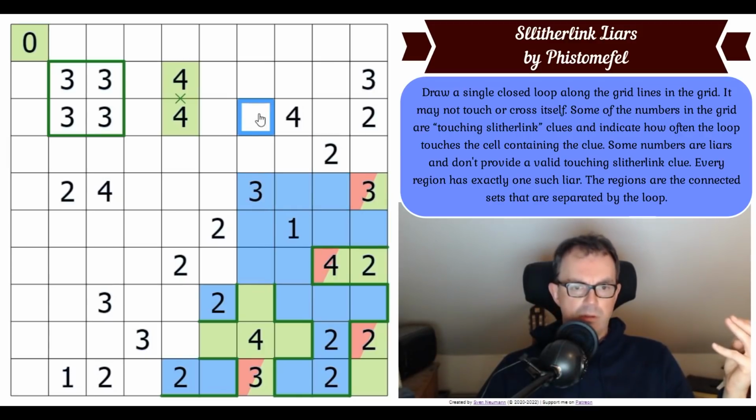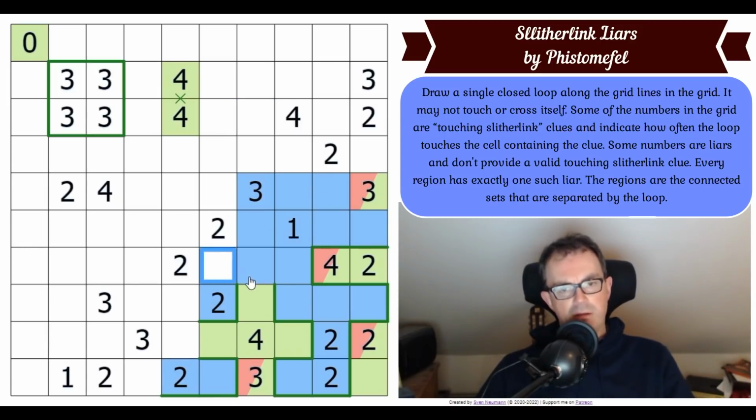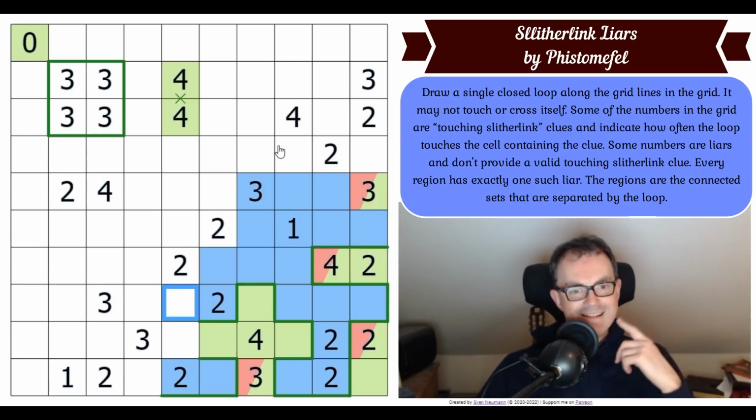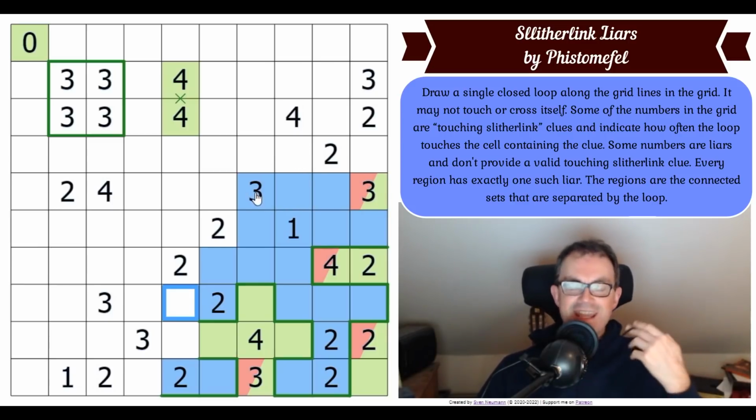Now what are we doing? Now this cell, again, yeah, this is nice. This is going to do quite a lot of work. Whoops. This has to be blue, or we've got, again, loop touching loop. So that's blue. This 3 is in the loop.